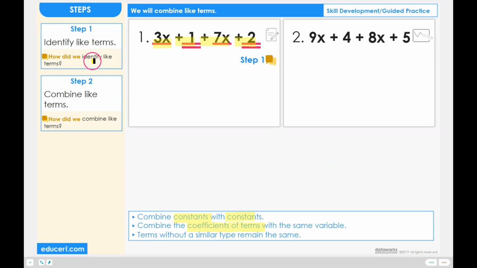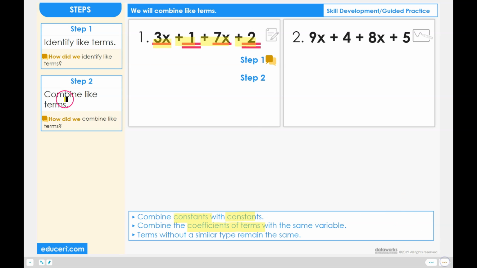How did we identify like terms? In problem 1, we identified like terms by recognizing that we had a variable x term and looking to see if any of the other terms were also a variable x term, and the third term was just like the first one. We also had a constant term. The fourth term and the second term are both constant terms, so now we know which terms we can combine.